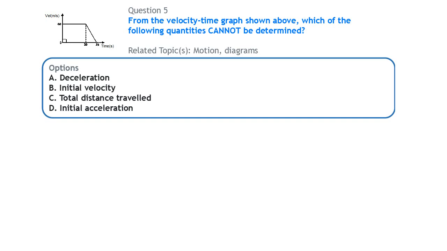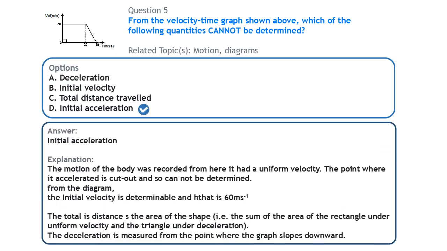Next question: from the velocity time graph shown above, which of the following quantities cannot be determined? The velocity time graph is a graph of velocity against time. This point here, where this line is parallel to the time axis, is the point of uniform velocity. And where this line falls down, there is a decrease in the velocity. The velocity is originally 60, but at this point it fell down to 0.